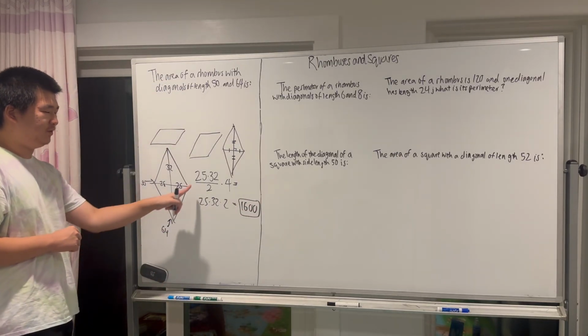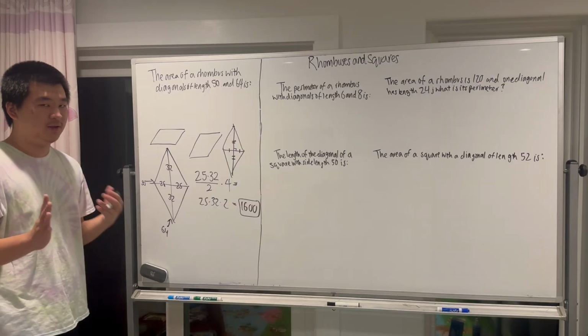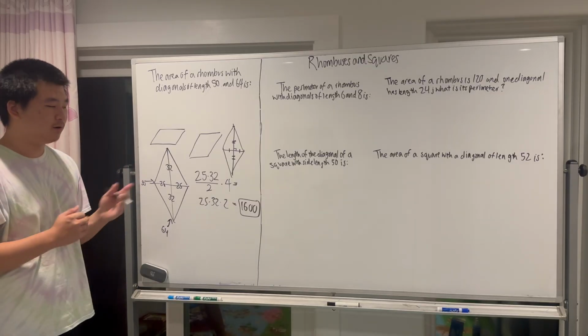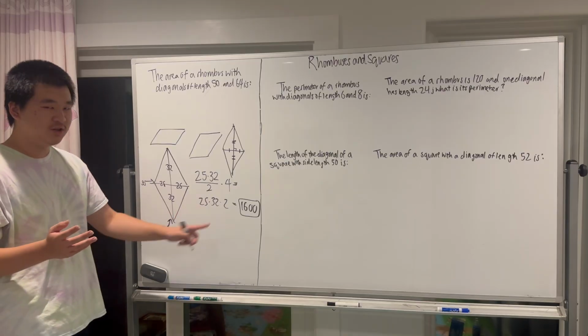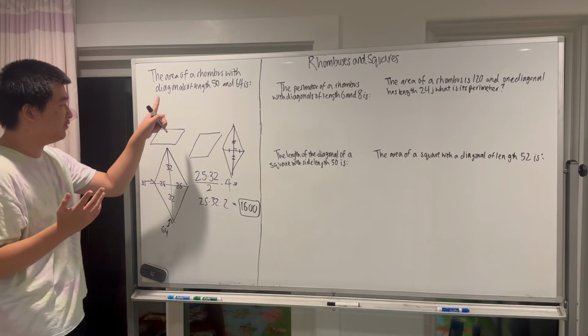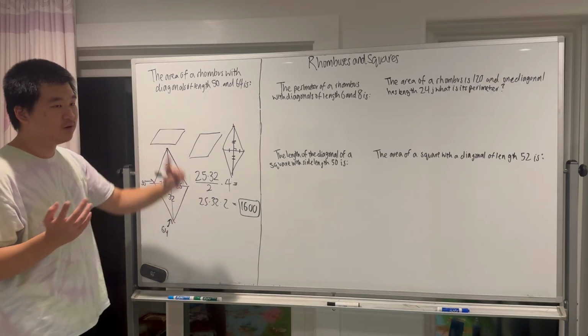But I don't want to have to do all of this every time I try to find the area of a rhombus. I want to find a formula based on just the diagonals. And how can I do that when my final calculation didn't involve the diagonals? Well, it kind of did, because 25 is 50 divided by 2, and 32 is 64 divided by 2.